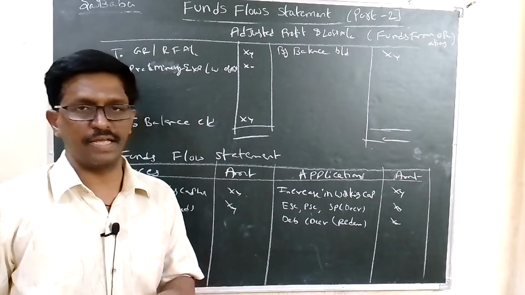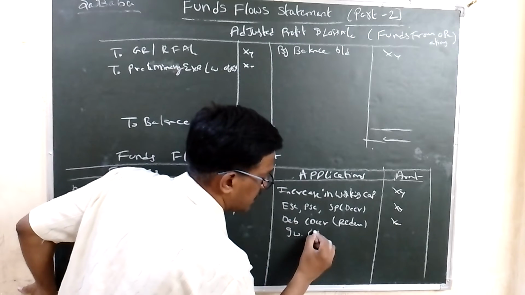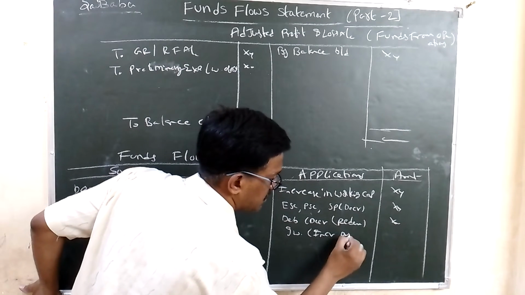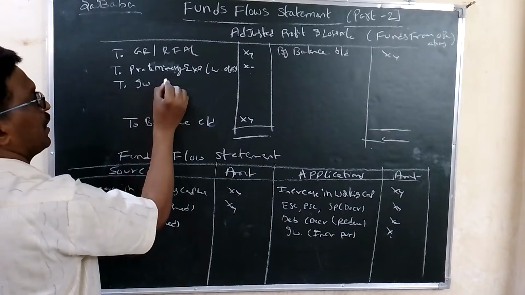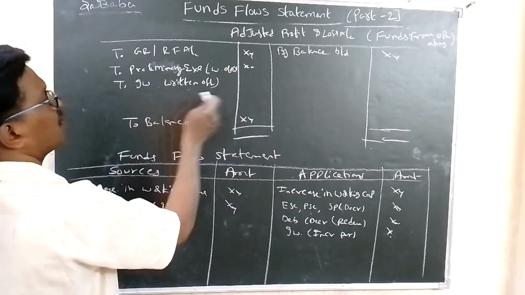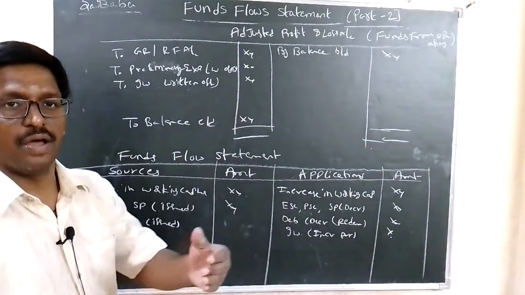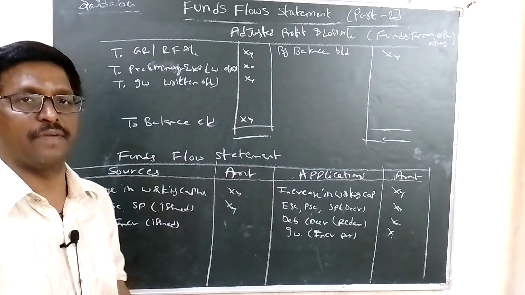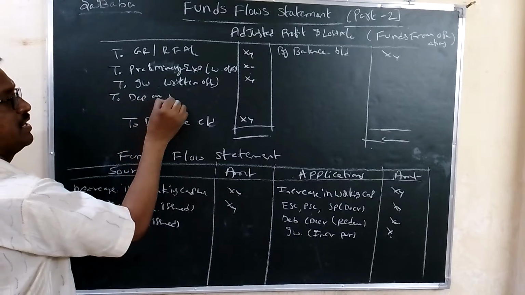Increases will be shown as purchase. If goodwill increases, it means purchase. If goodwill decreases, it is goodwill written off. Goodwill written off will be shown. Next, depreciation on furniture and depreciation on plant and machinery are shown in the P&L. Depreciation on fixed assets. Okay.